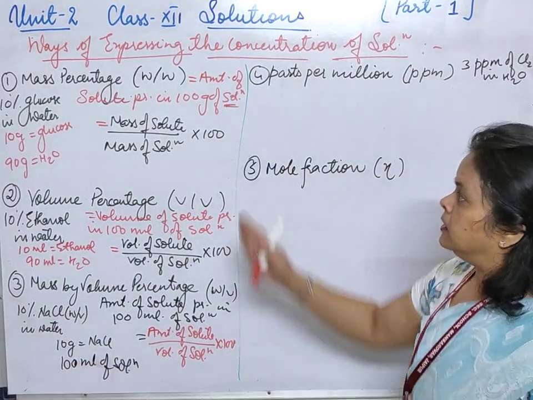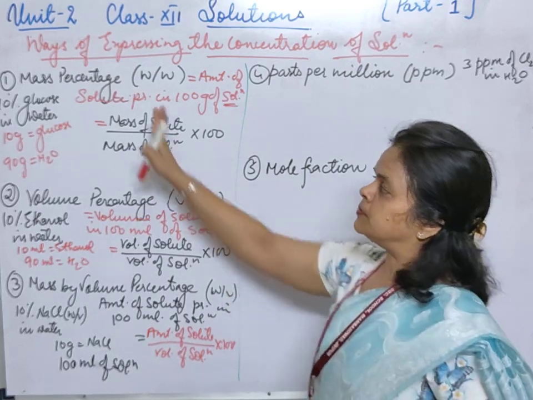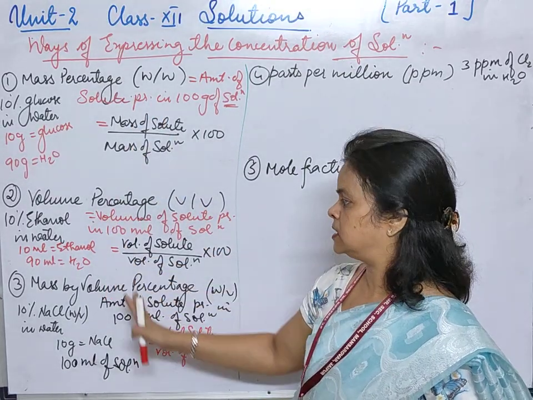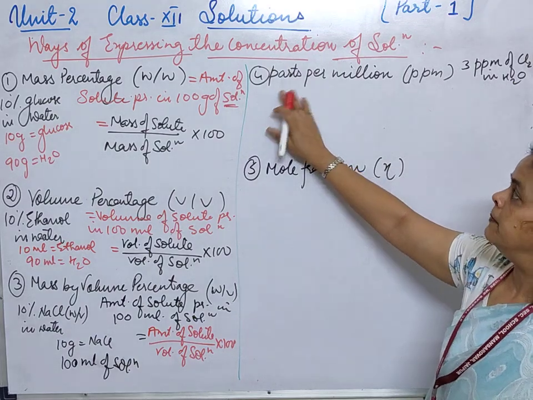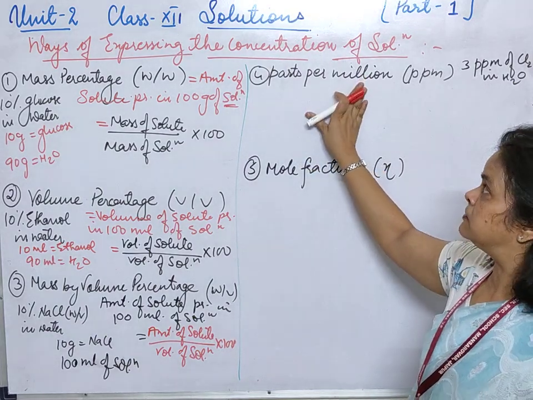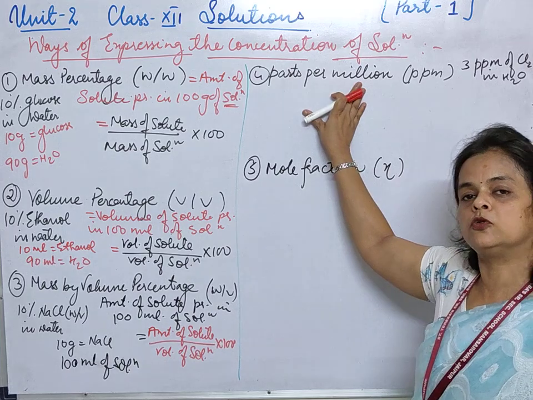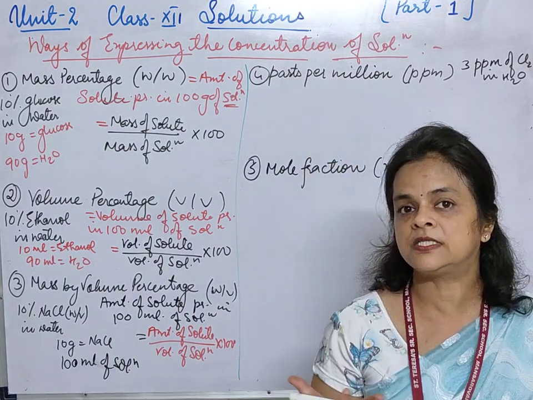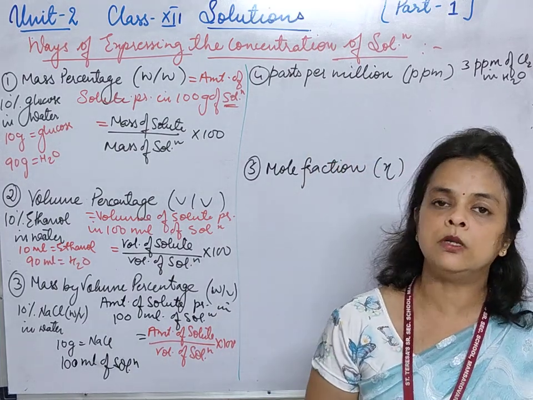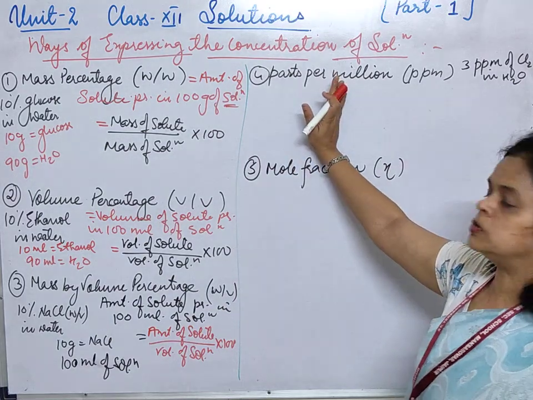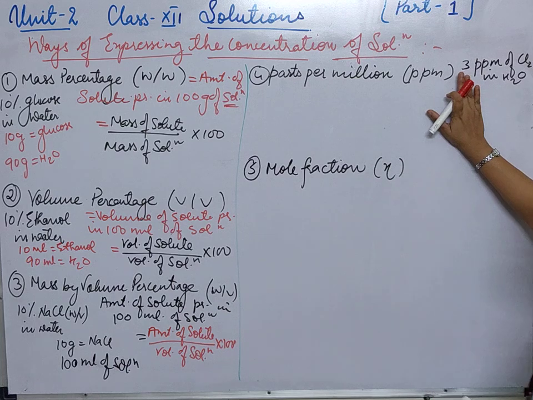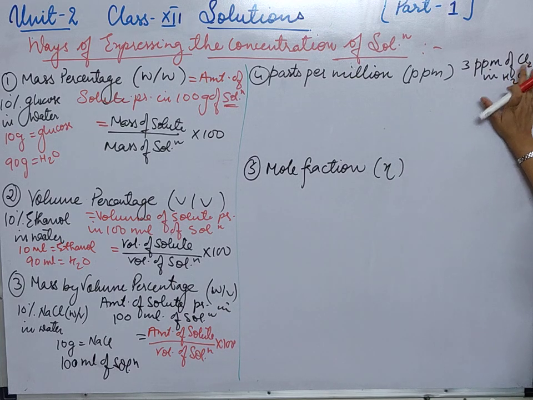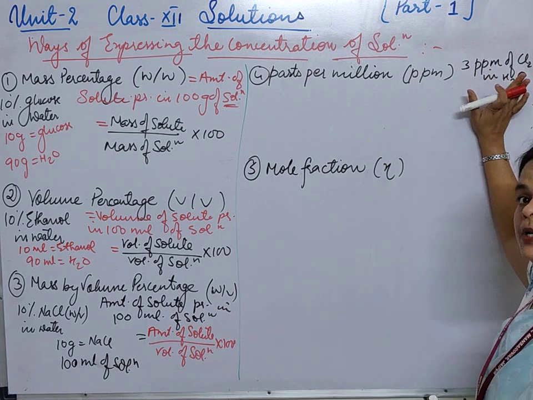So in this way there are three formulas: mass percentage, volume percentage and mass by volume percentage. Now the fourth one, parts per million. This formula is used when the solute is present in very trace quantities, very small quantities, and generally it is used in pharmacy or in medicines. If it is written 3 ppm of chlorine in water, that means 3 parts per million.